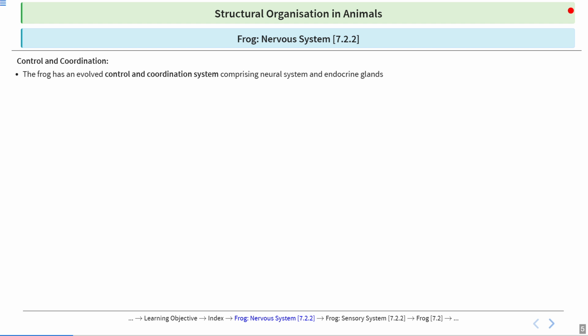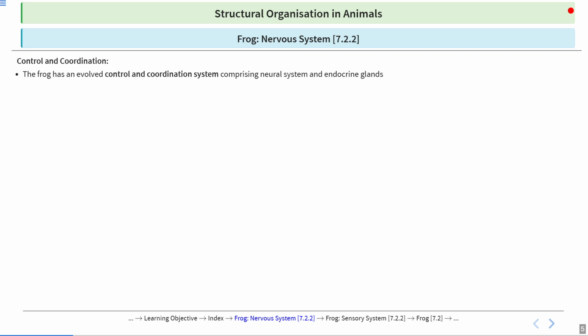The frog has an evolved control and coordination system comprising neural system and endocrine glands. So these two things are there for control and coordination. What are those two things? Neural system and endocrine gland, right?